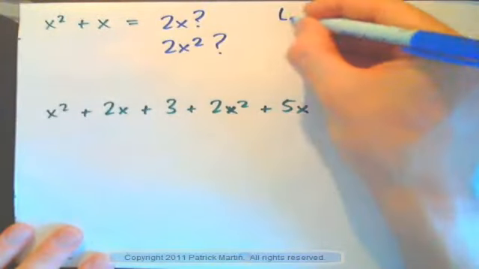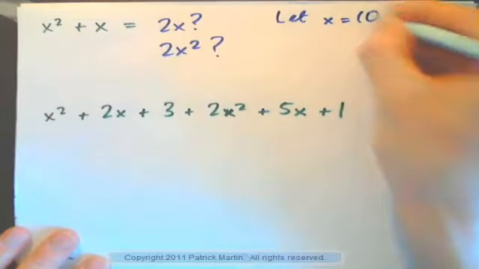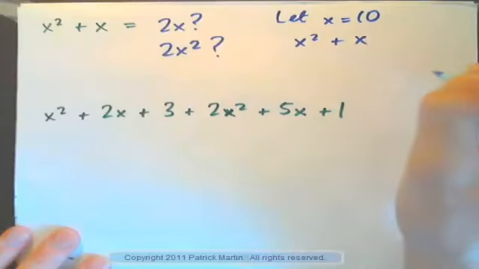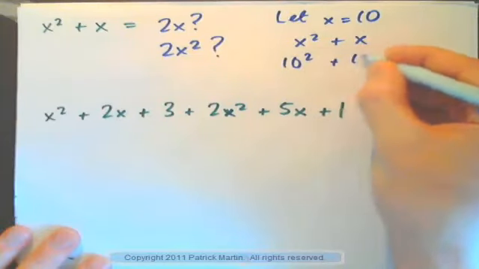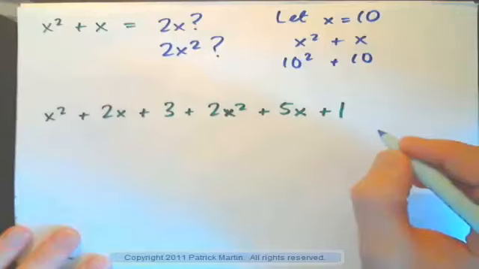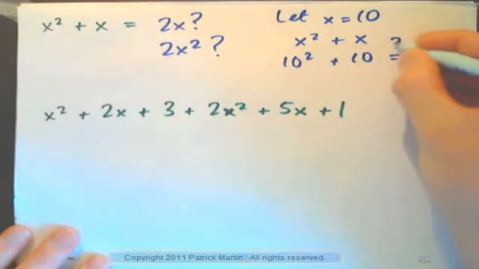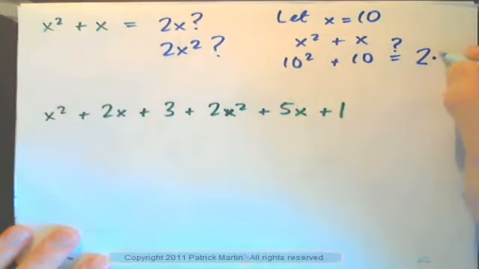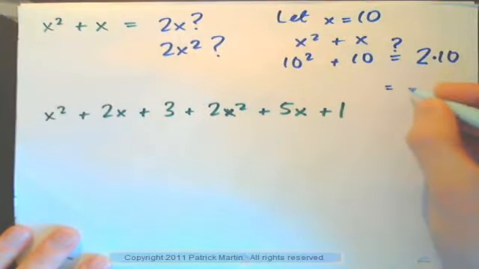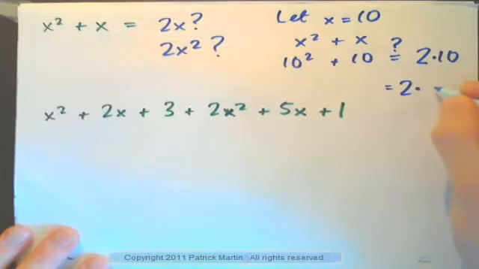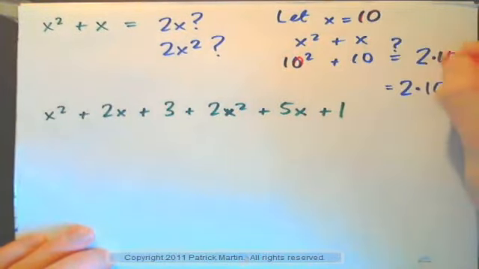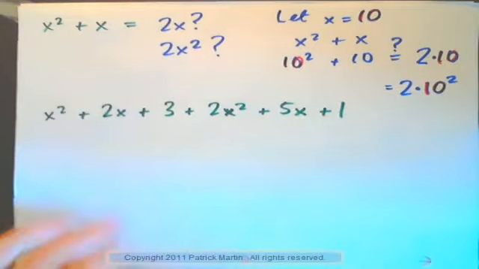Let's say we let x be 10. Now what would x squared plus x be? Would it be 10 squared plus 10? Okay, so the question is, is that equal to 2x, which would be 2 times 10? Or is it equal to 2x squared, 2 times 10 squared, because see, x is 10. Right? So you tell me, which one is it? Is it 2 times 10 or 2 times 10 squared?